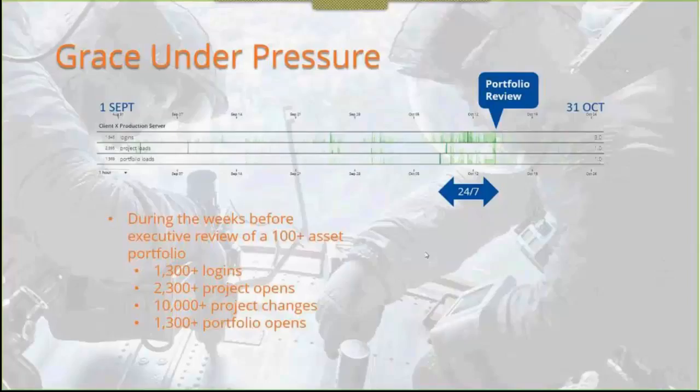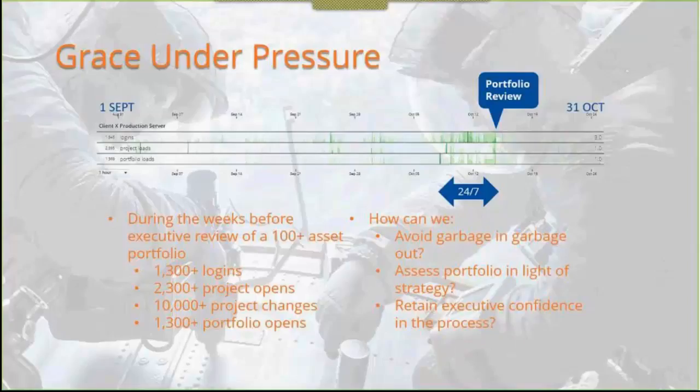So in the context of this dynamism, how can we avoid garbage in, garbage out? How can we assess the portfolio in the larger light of strategy? And how can we retain our executives' confidence in the process so they don't simply shoot from the hip and make decisions based on their gut, rather than the collective wisdom that you're trying to present to them?